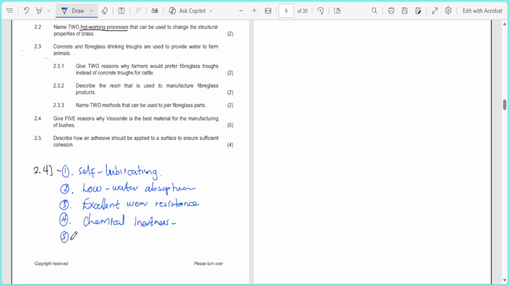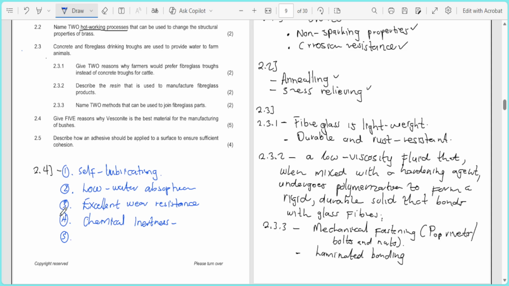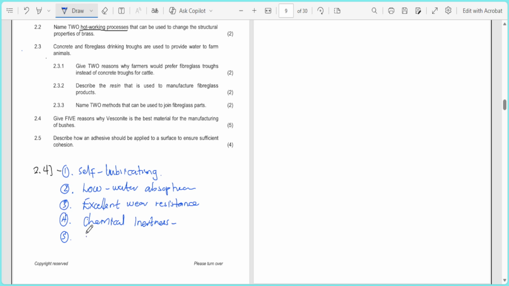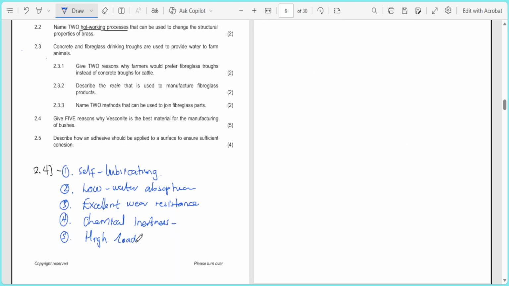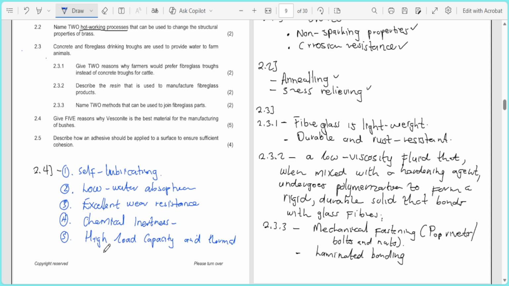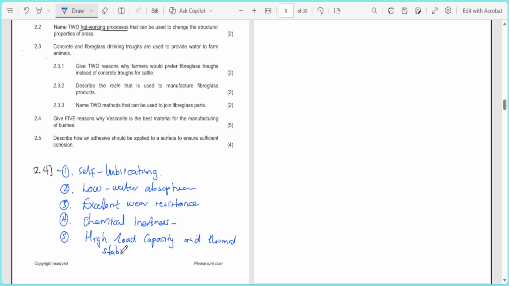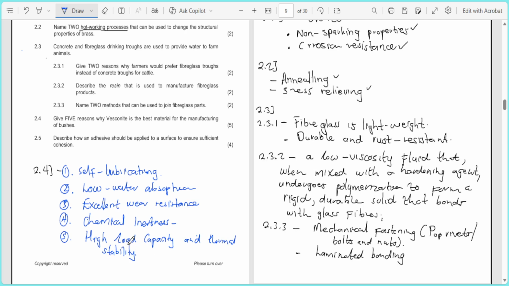For the fifth point, it has high load capacity and thermal stability, not resistance, stability. All right, so that is our last point.